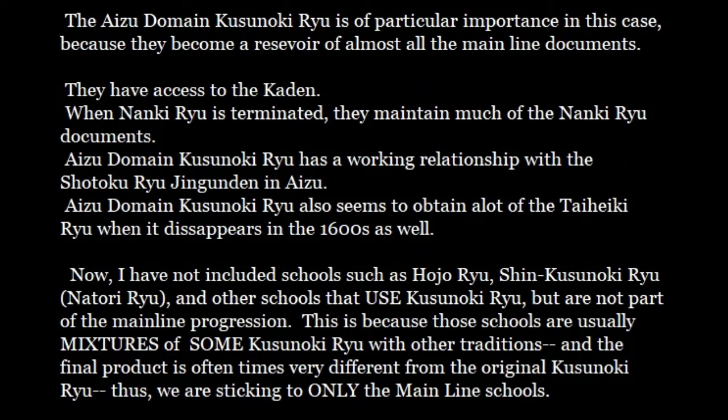Now let's take a moment to specifically talk about the Izu Domain Kusunoki Ryu. It's of particular importance in this case because they essentially become the reservoir of almost all the mainline documents. So they have access to the Kaden, and when Nanki Ryu is terminated in 1651, they maintain a lot of Nanki Ryu's documents. Izu Domain Kusunoki Ryu also has a deep working relationship with the Shotoku Jingunden in Izu Domain.